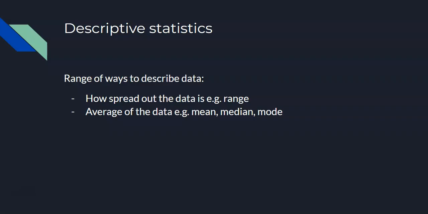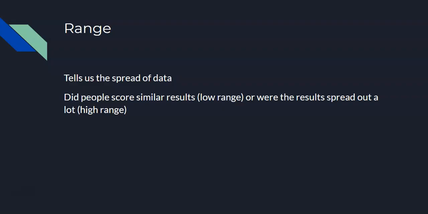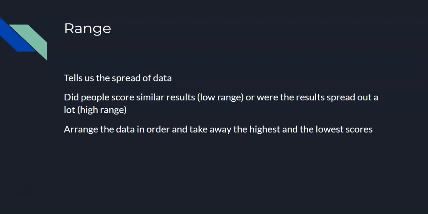Now, descriptive statistics. We've got lots of different types. We've got how data is spread out, and we've also got different types of averages. And there's a range of ways to describe data. It could be looking at the range, the mean, the median, or the mode. They're the ones we're going to focus on in this video. Now the range tells us about how spread out data is. Did people score similarly, so is there a low range, or were the results really spread out? And that would give us a high range for that data set.